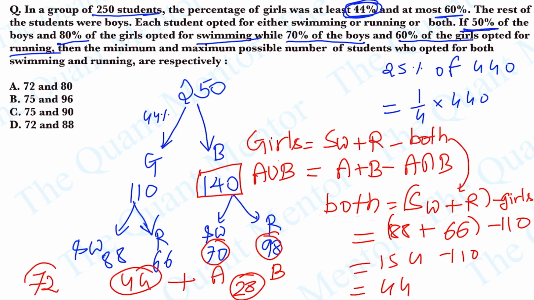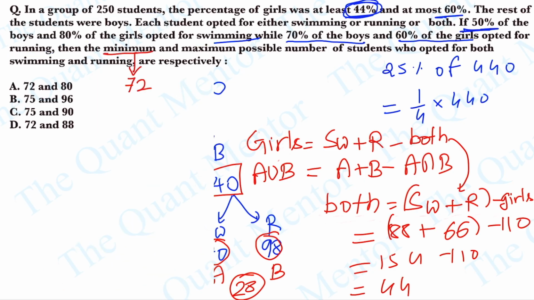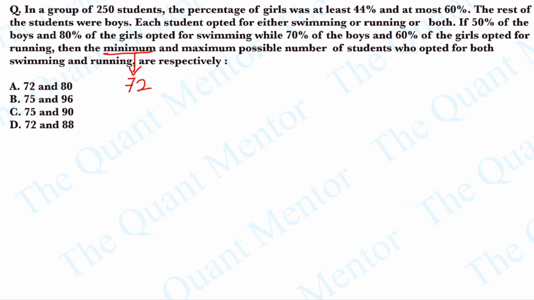So 72 students opt for both running and swimming. That's the minimum. Now we can use the exact same logic to find out the maximum number of students who do both running and swimming, right? So I have a total of 250 students.